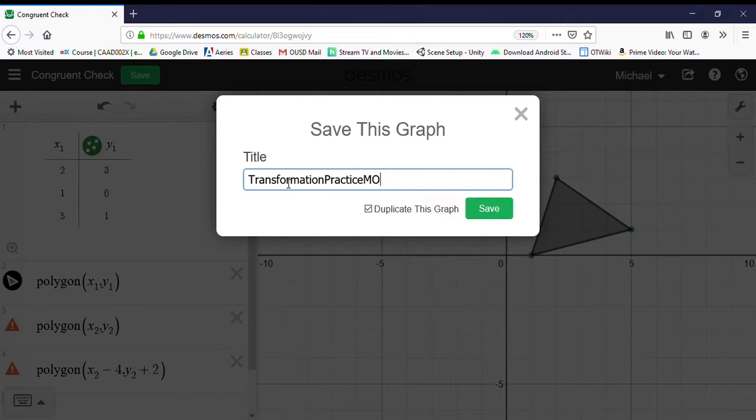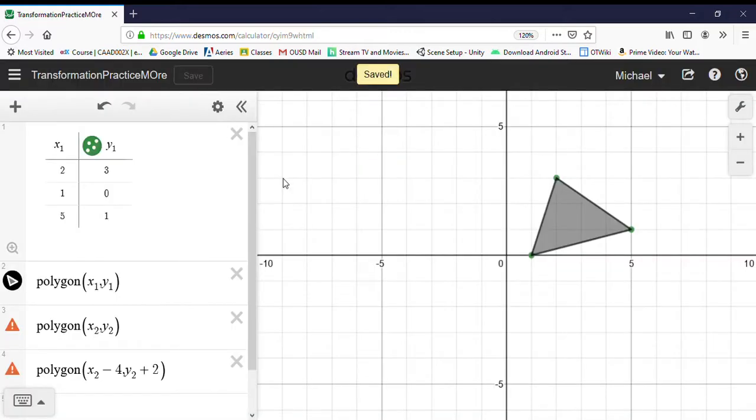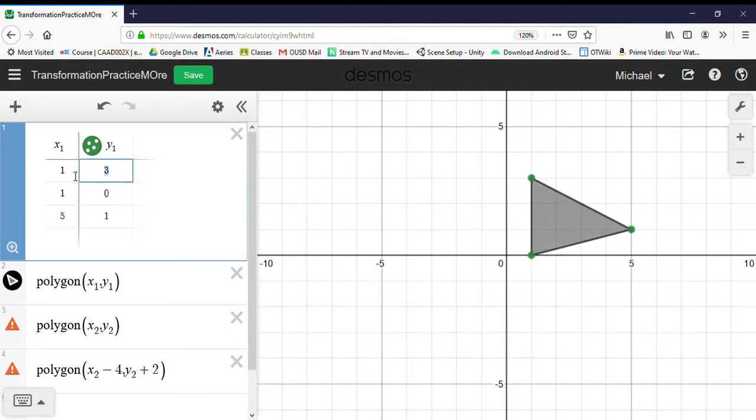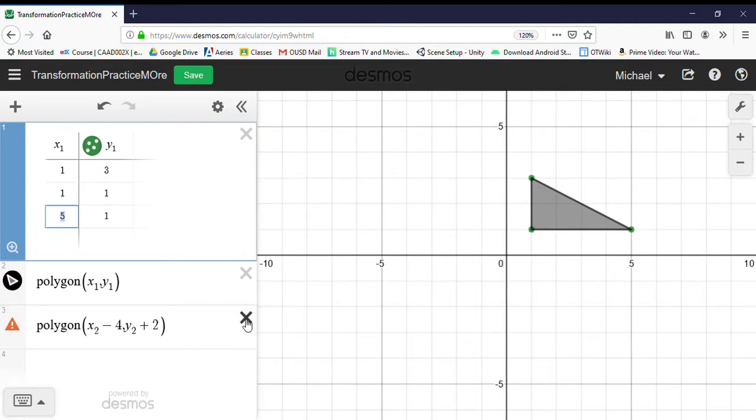Practice more. Okay, in fact, I like using right triangles because I think it's a little easier to see what happens with them. So I'm going to change my triangle here to this. Okay, got a right triangle here. And I'm going to just try some variations.